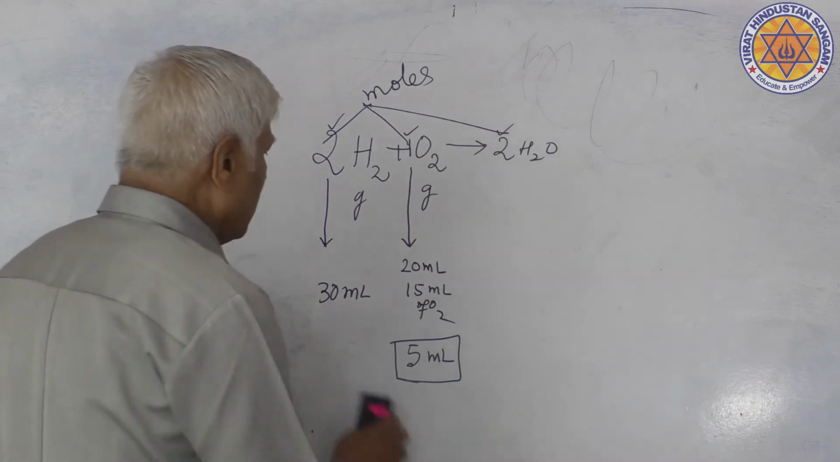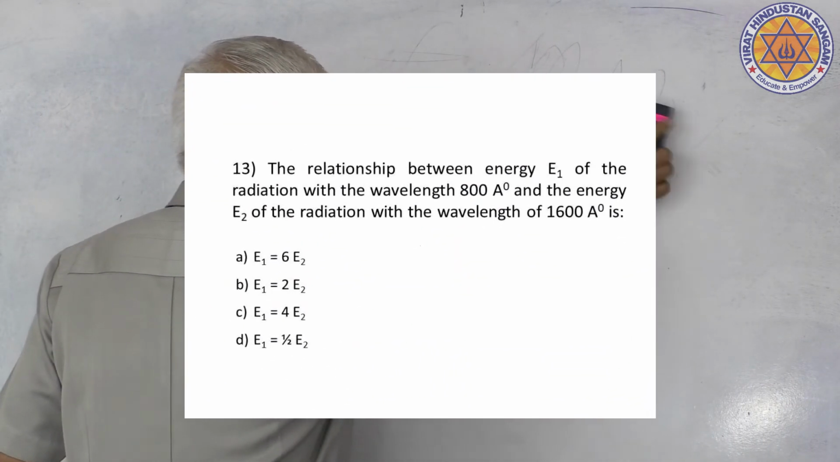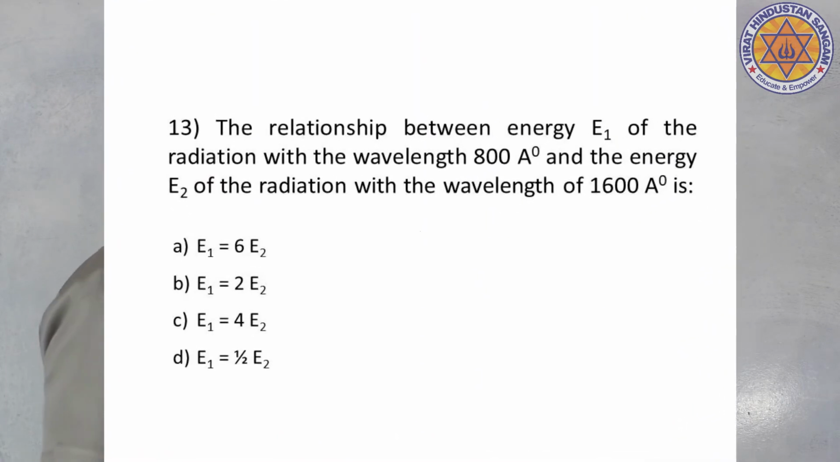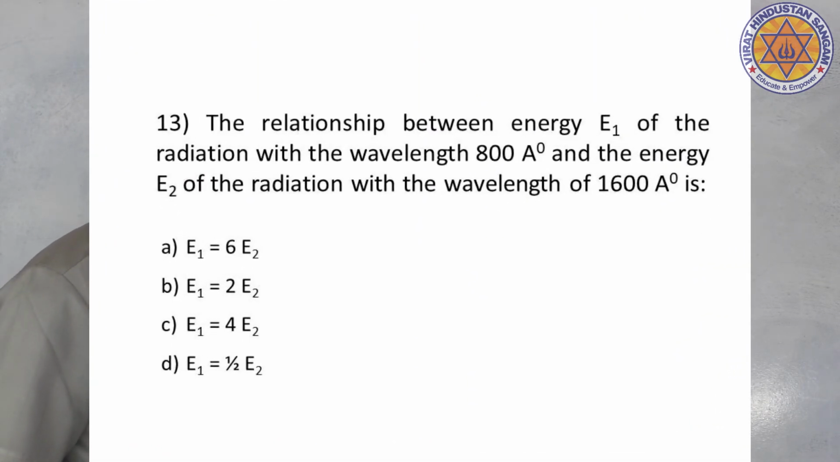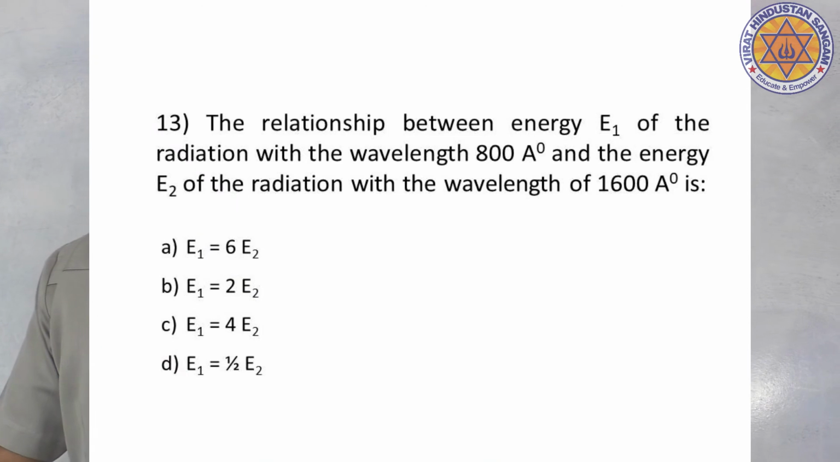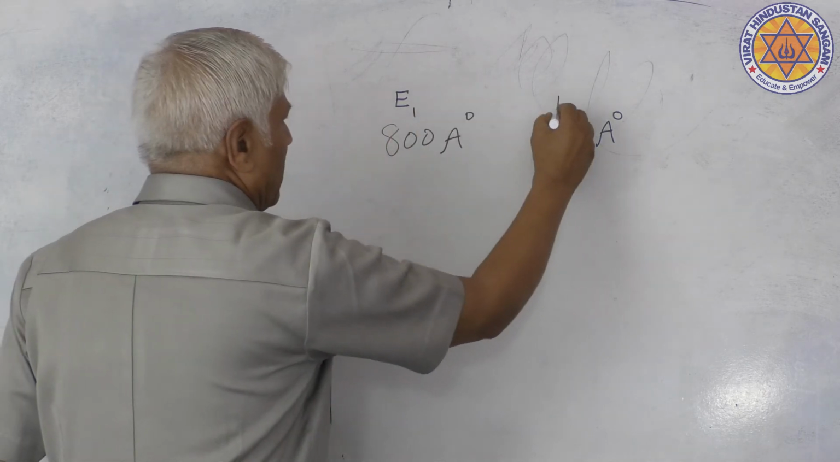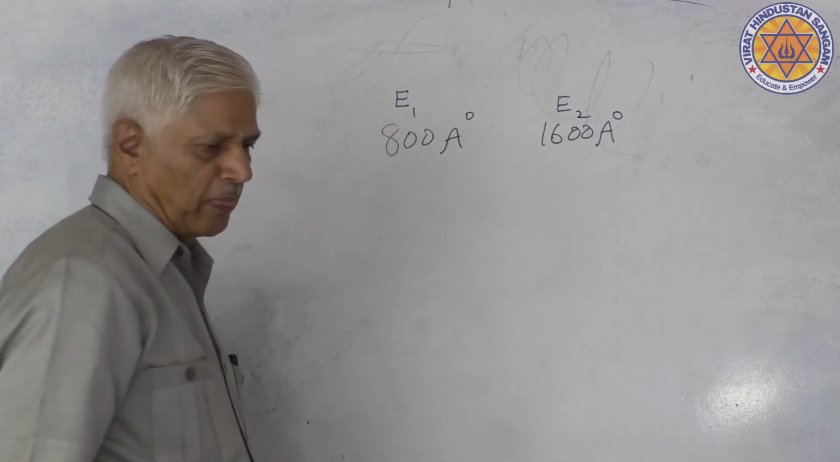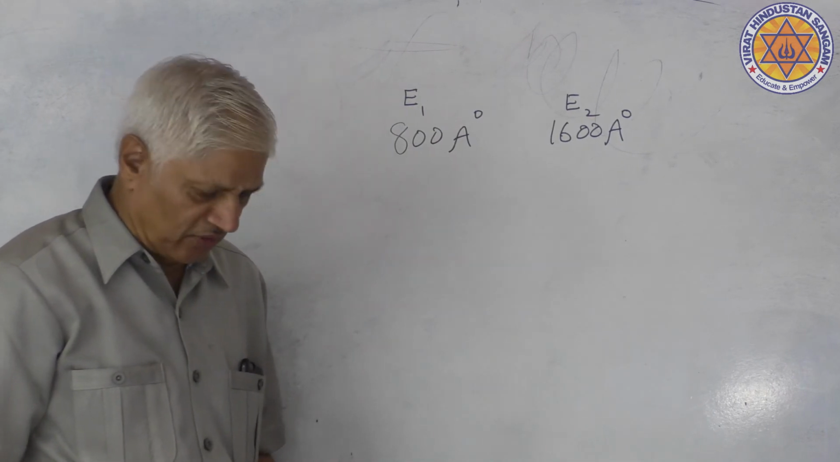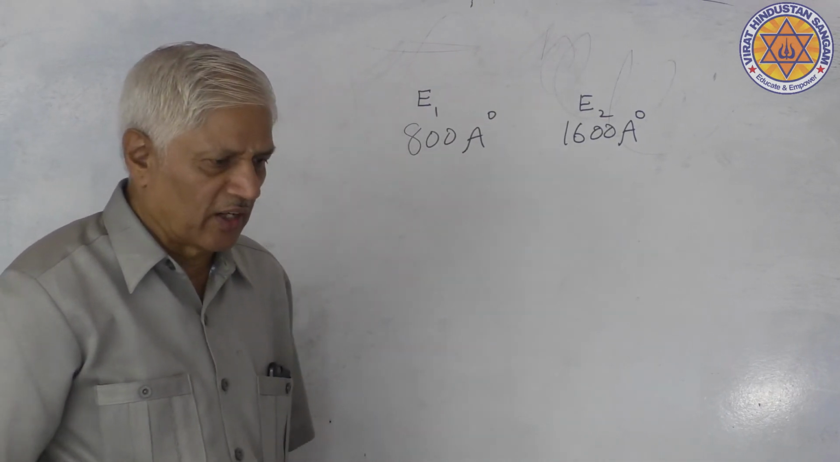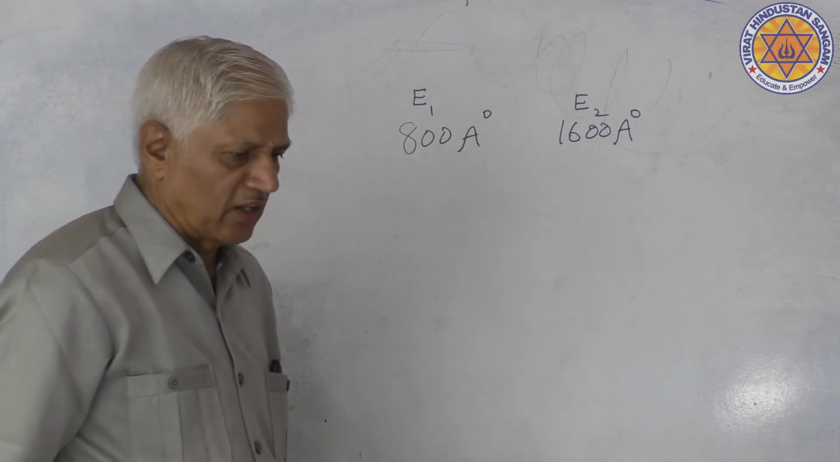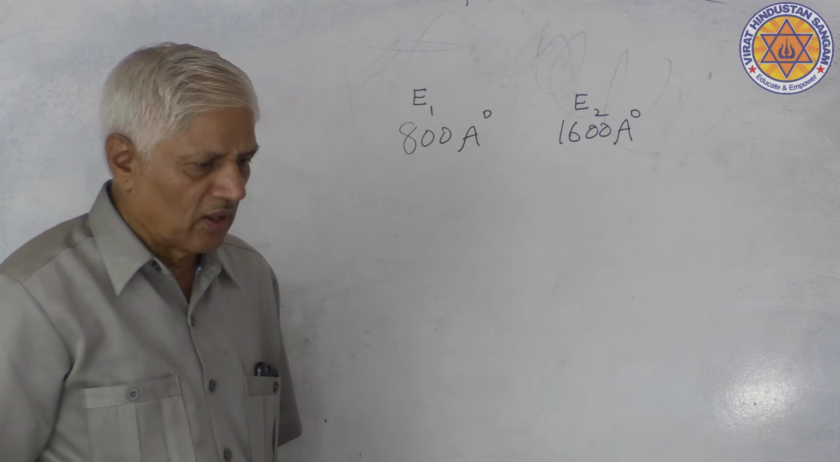Question number 13. Read it carefully. What is the relationship between the energy E1 of the radiation with wavelength 800 angstroms and the energy E2 of another radiation of wavelength 1600 angstroms? Is it E1 equals 6E2, E1 equals 2E2, 4E2, half E2?